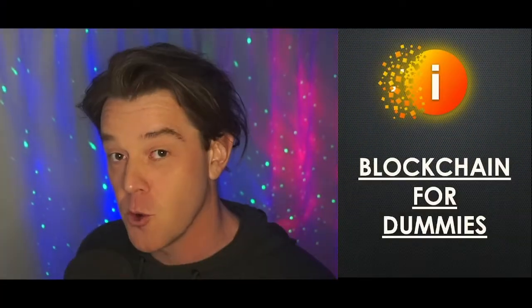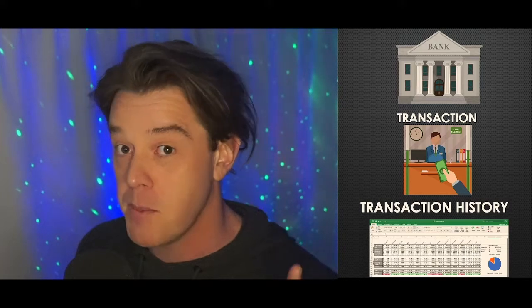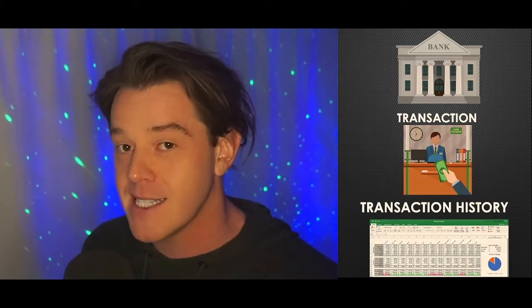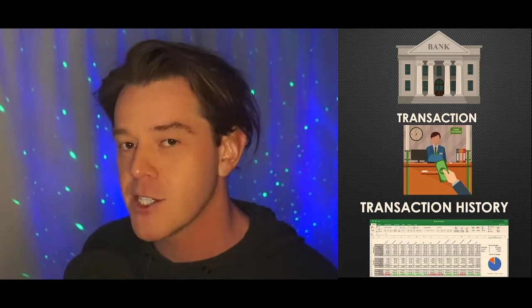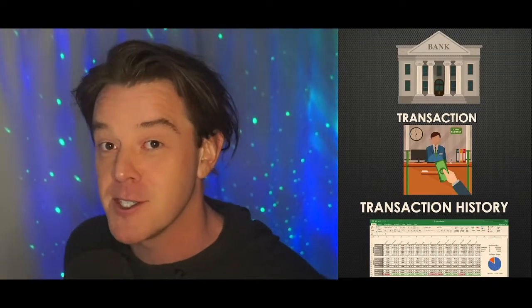Now I'm going to tell you a story. This story has three things: 1, a bank. 2, a transaction. And 3, the transaction history. The transaction history that's written down on an Excel spreadsheet. Okay? So, let's get to the first character in the story.